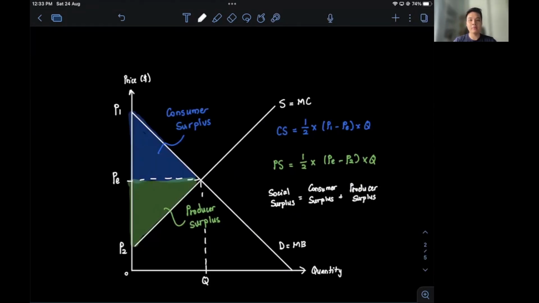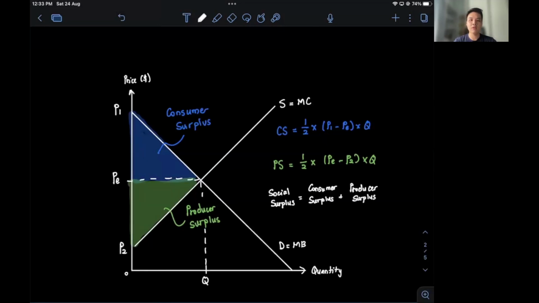Another angle to interpret allocative efficiency is through consumer and producer surplus. So this is reflected in this diagram, and I will be explaining what these colors and these diagrams and formula mean in more detail. So consumer surplus refers to the difference between the maximum price which consumers are willing to pay for the good and what is actually paid.